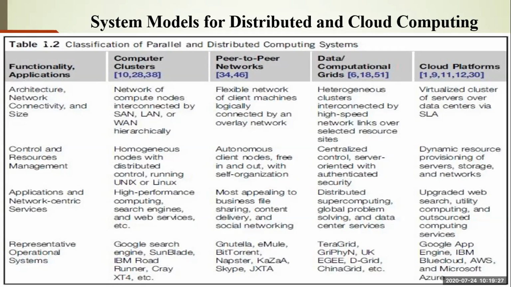So in this particular table, you can see there are 4 components. First one is called computer cluster. What do you mean by computer cluster? I told you in a particular lab, you have 30 computer systems, right? These 30 computer systems have the same configuration, same hard disk size, same RAM size, same processor. So these nodes are called homogeneous nodes, right?